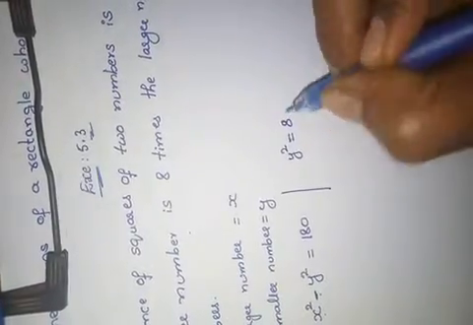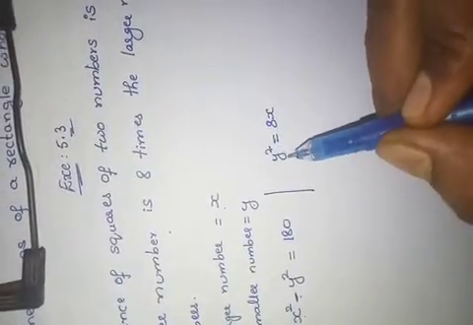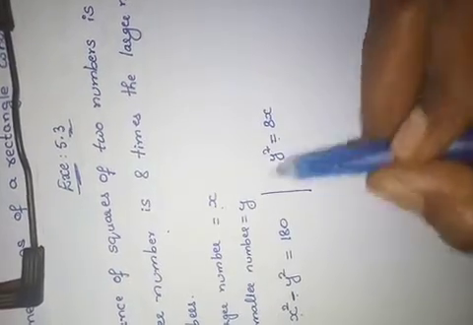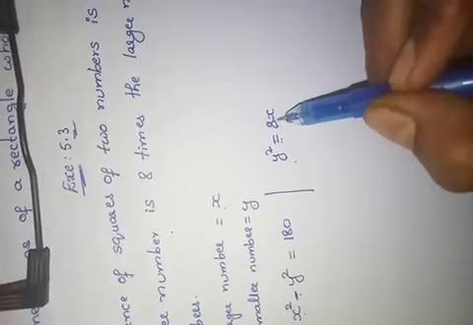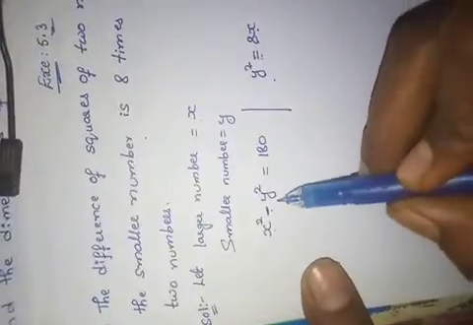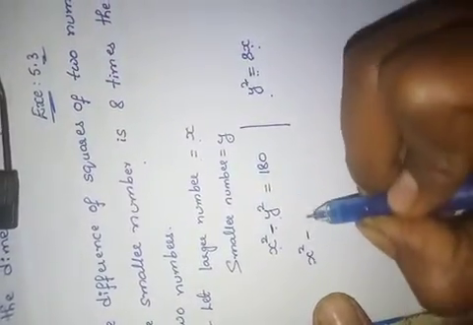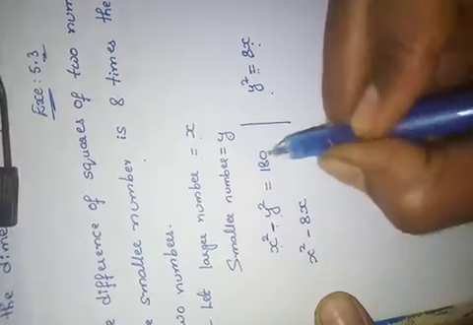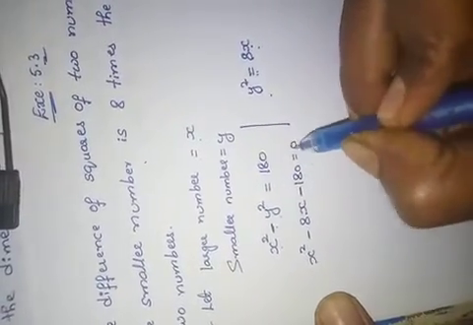The square of the smaller number is 8 times the larger number. Times means multiplication, 8 into the larger number, which is x. So y square equals 8x. In the place of y square, I can substitute 8x. So x square minus 8x, send this 180 to this side, minus 180 equals 0.